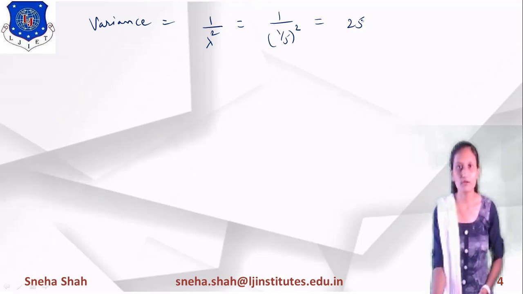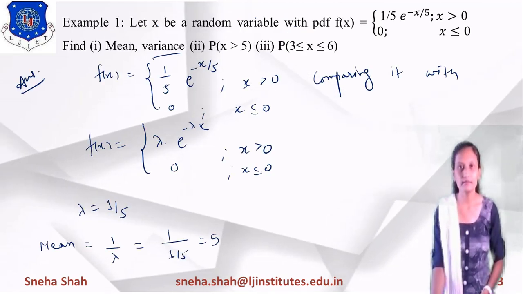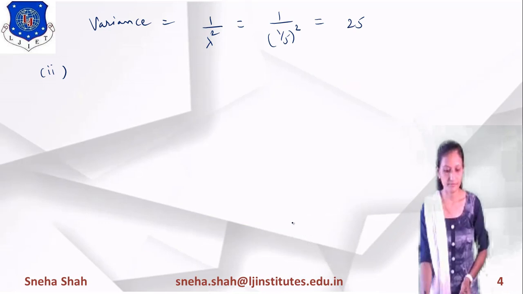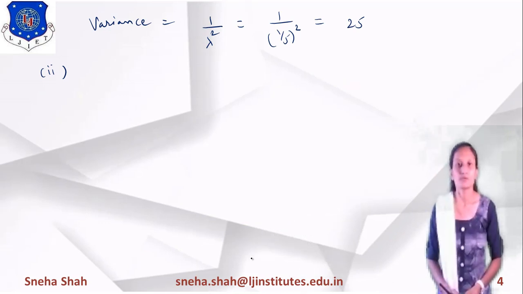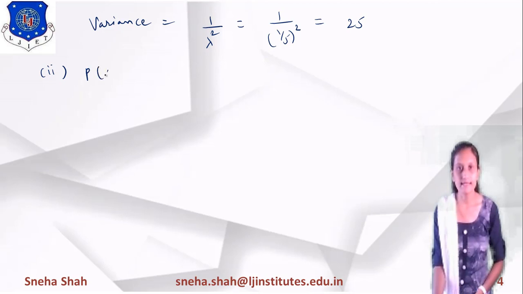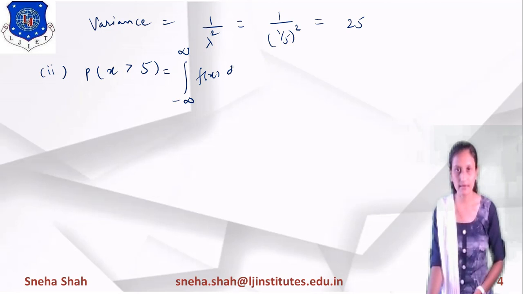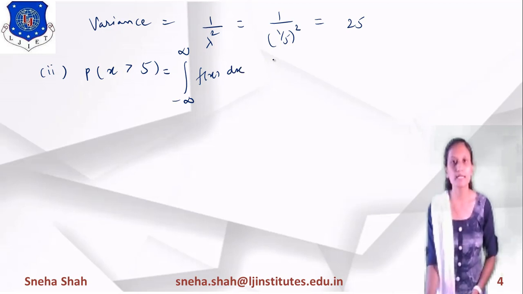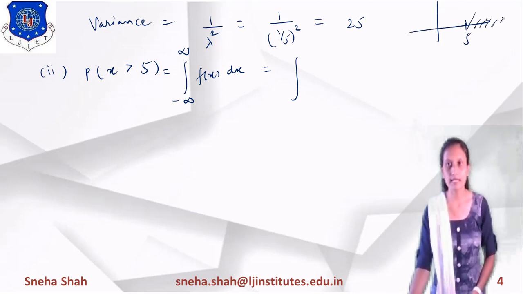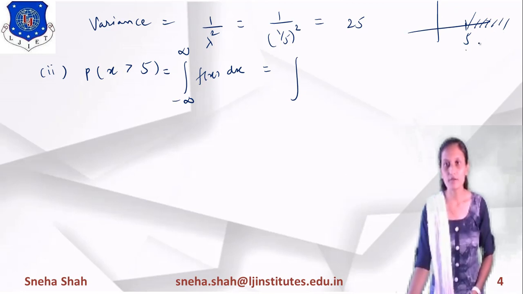Now we have to find the value of the probability of x greater than 5. So how will we find this probability? As you know, the equation of it is integration for the entire range, minus infinity to infinity, of f of x dx, right? f of x is already given to you, so we will put in this value, as we have to take the range greater than 5. So what will be the range over here? The range is 5 to infinity.